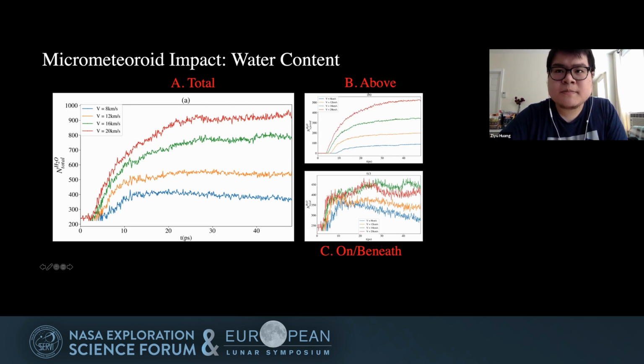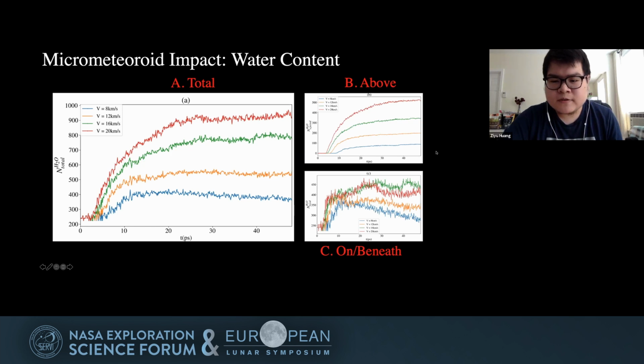But at the same time, if you look at figure C over here, the retention of water molecules at the impact site is strongly related to the velocity. So for 8 km per second, you can see the abundance of water molecules almost goes back to the original abundance. But for 20 km per second, the impact almost doubles the water abundance.